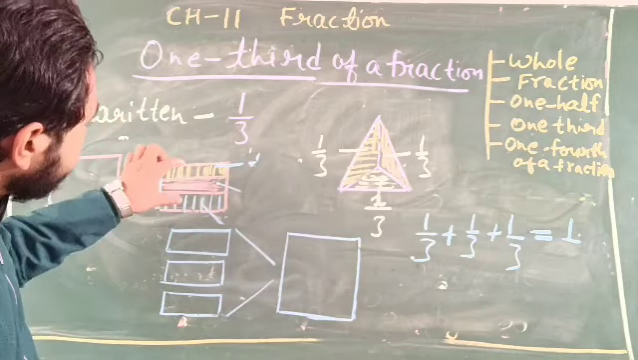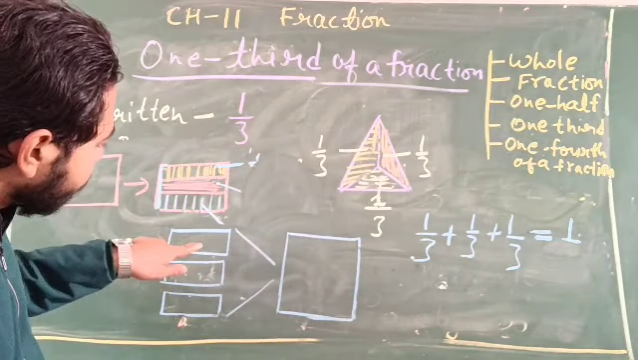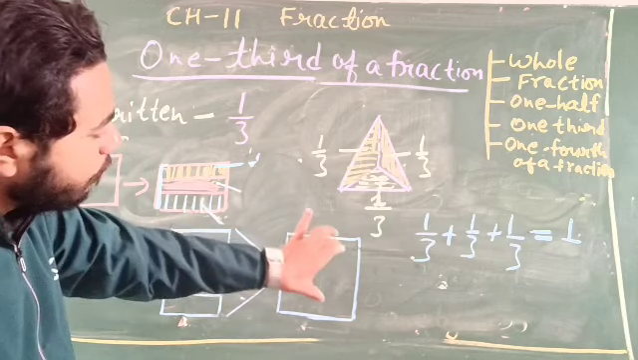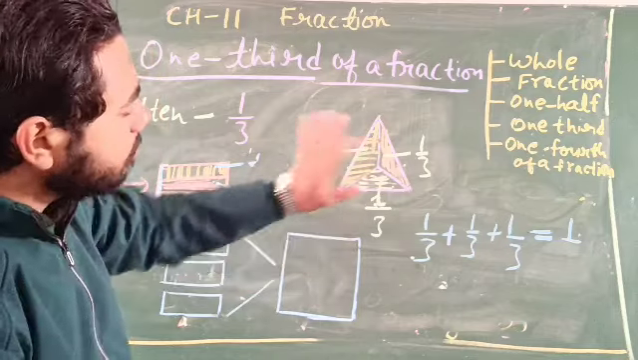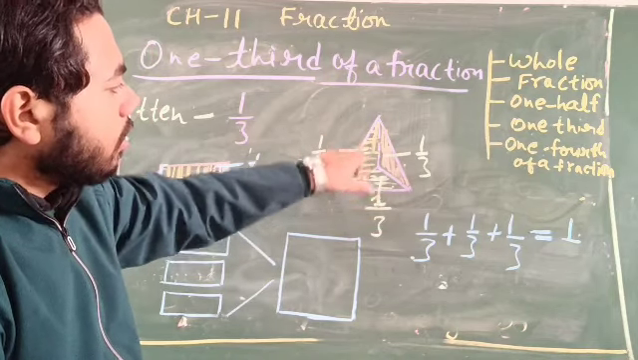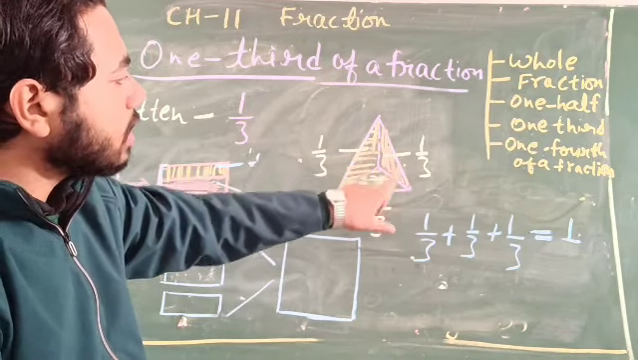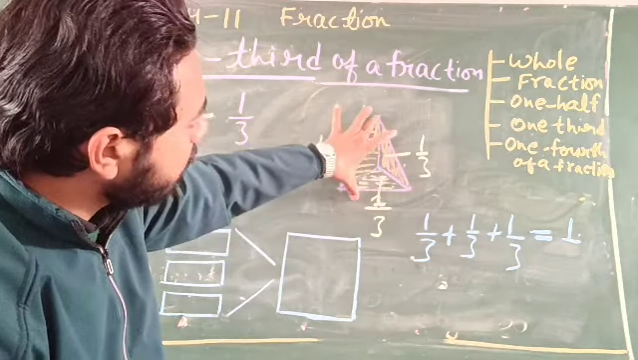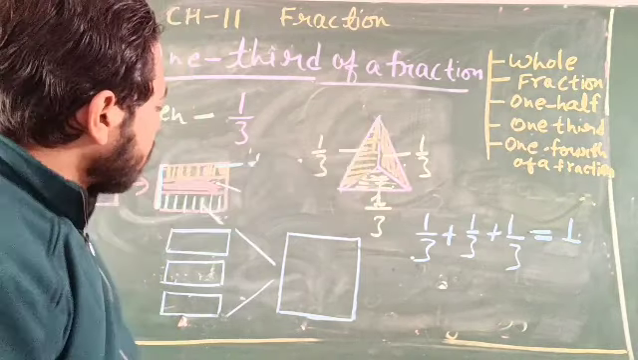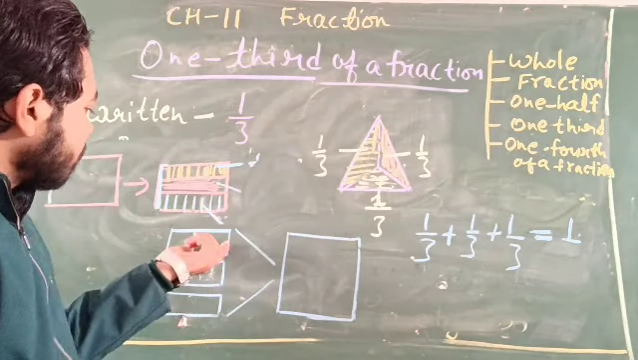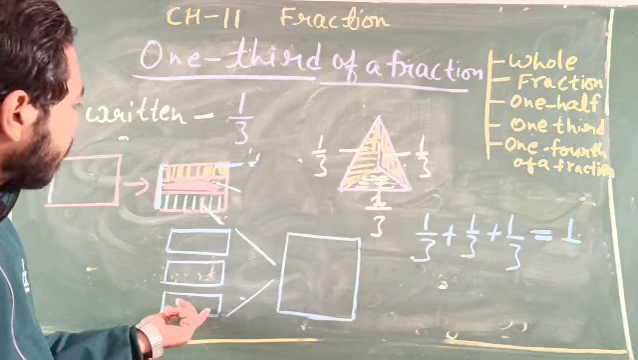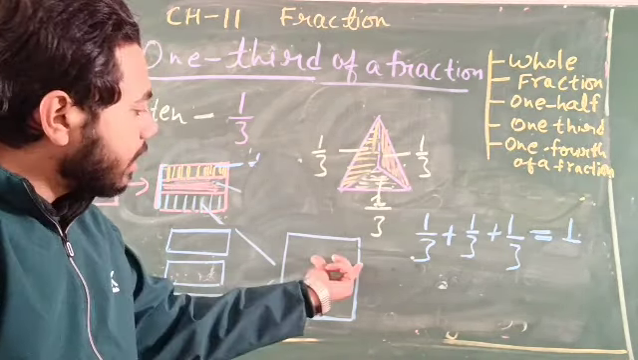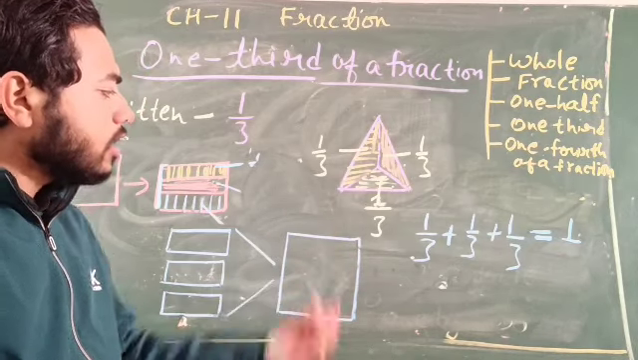So here we have divided it into three parts: here the first part, here the second part, here the third part. When we add these three parts, we get the same whole. Similarly, if we divide the triangle into first, second and third parts and add them, we get our original triangle. The same with the three parts of a square: when we add them, we get our original square.